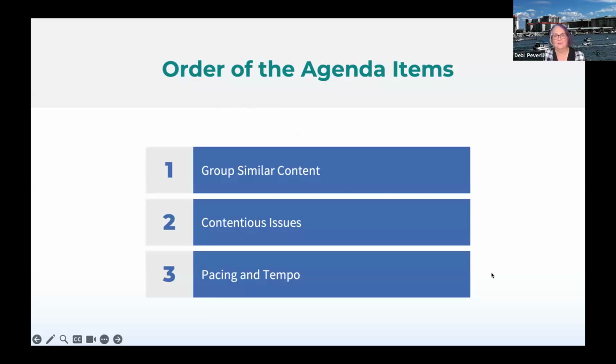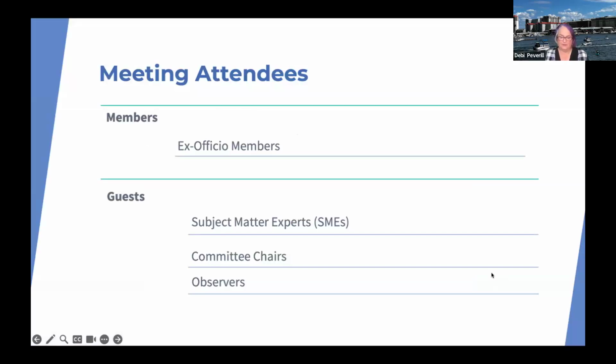All right, so who is invited to your meeting? And, you know, this can lead to the meeting either being fast or slow. A member who is an ex officio member means that they have this position on your board or your committee because of another job that they hold. So, you know, maybe you've got a tourism board and the mayor of the towns are always ex officio members. So they need to be invited.